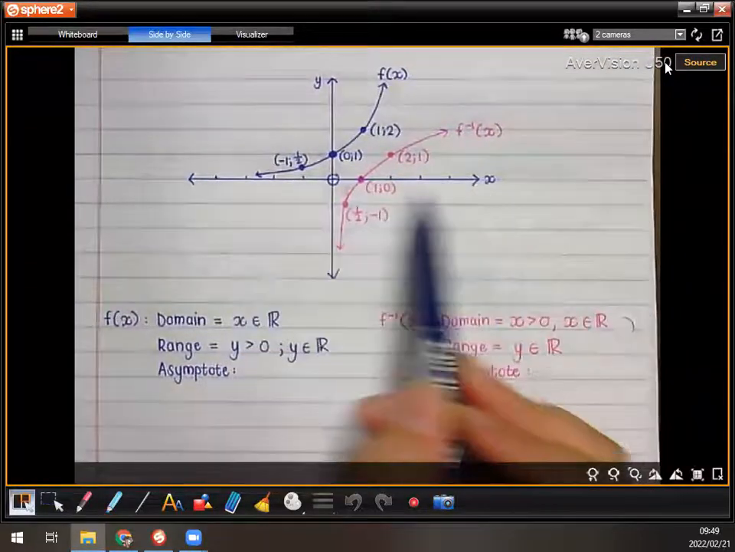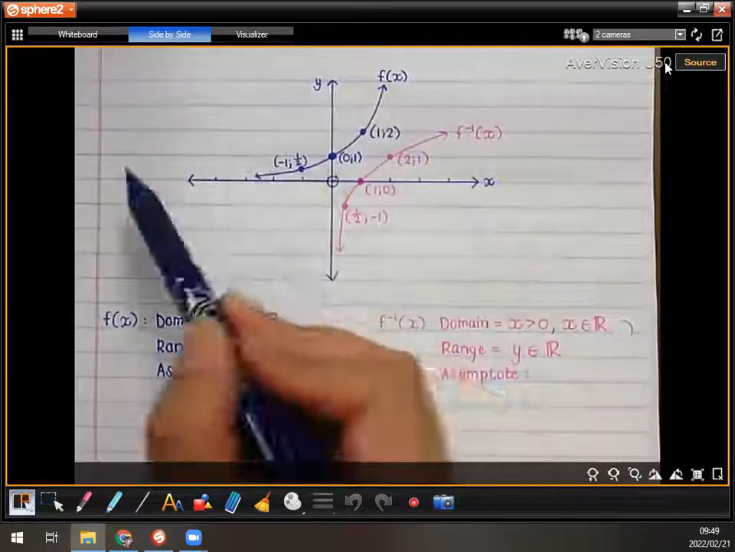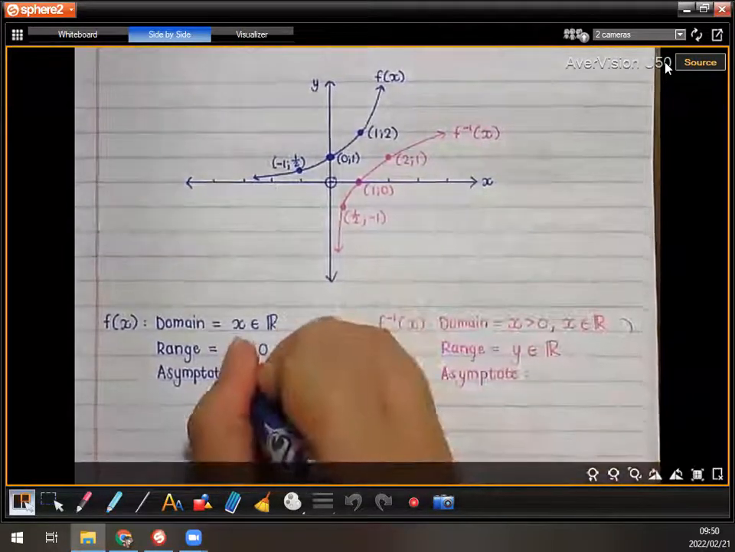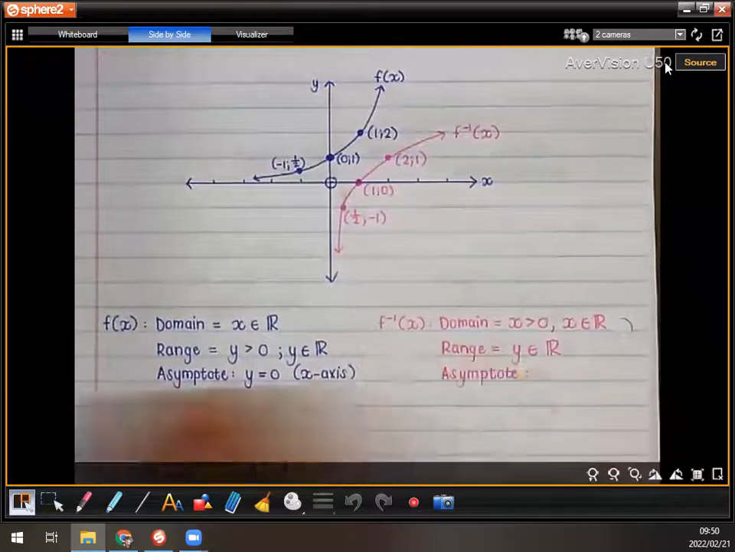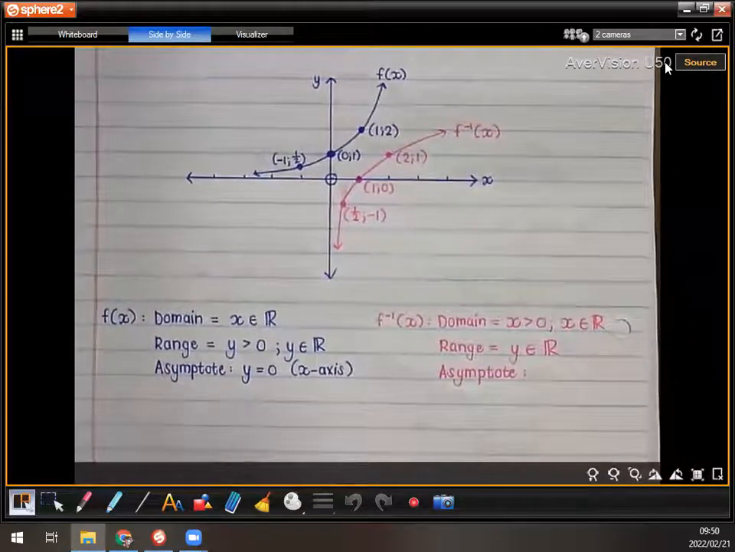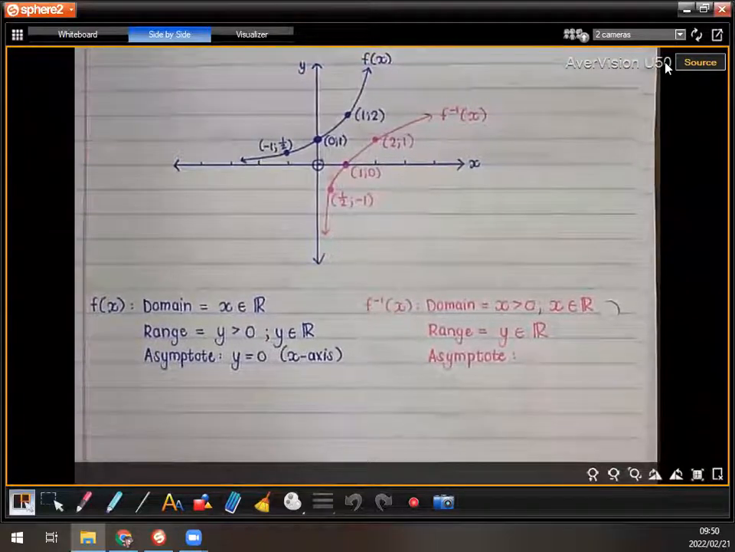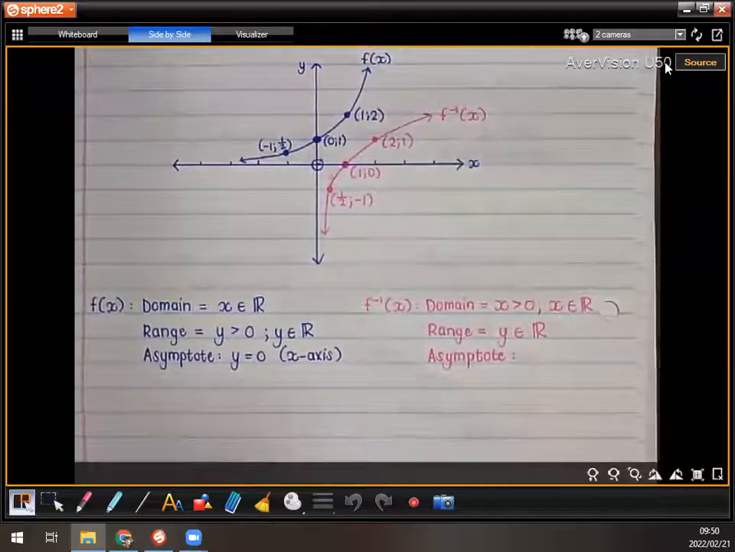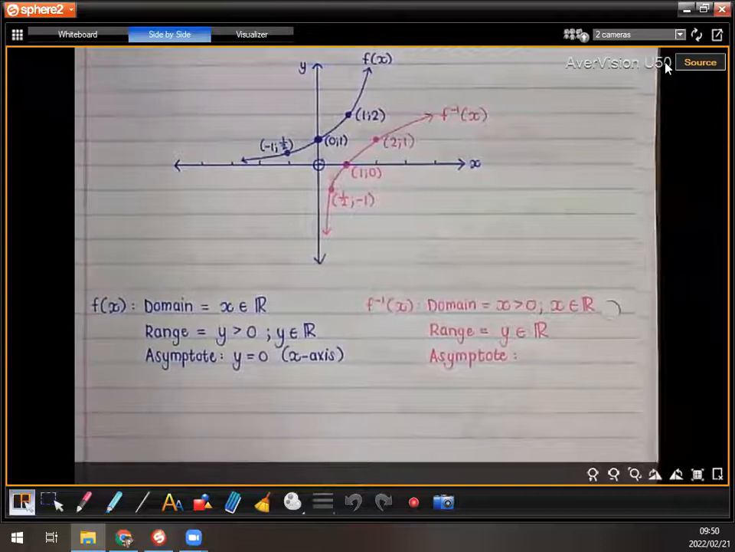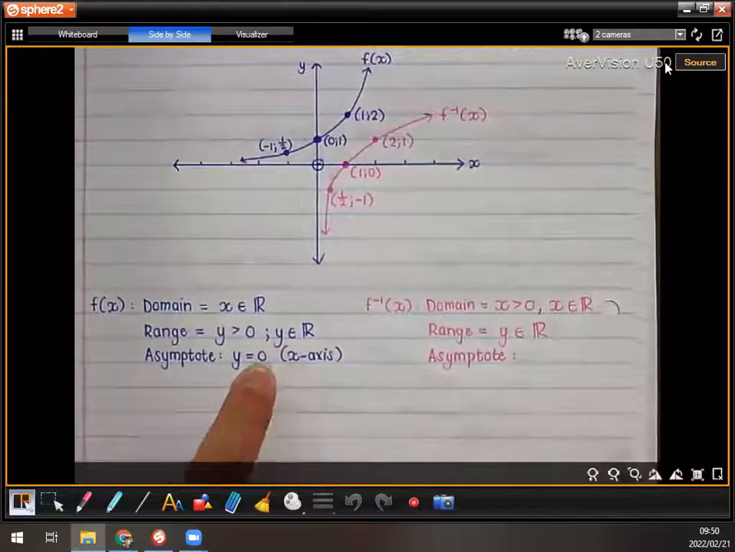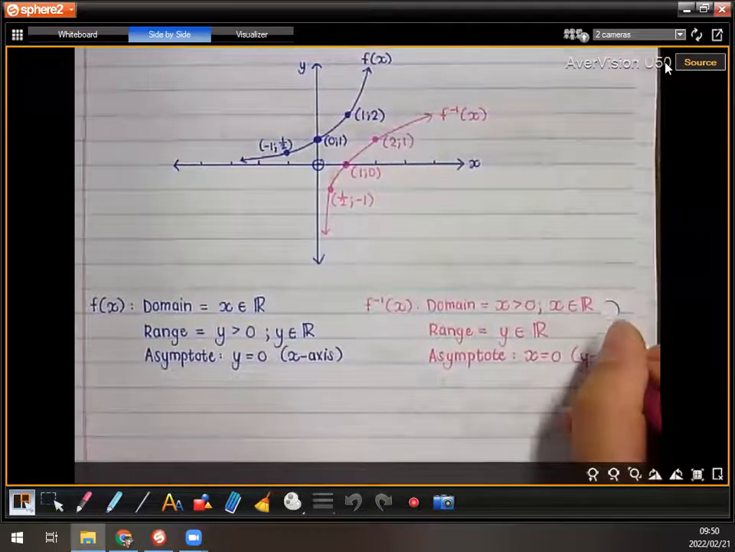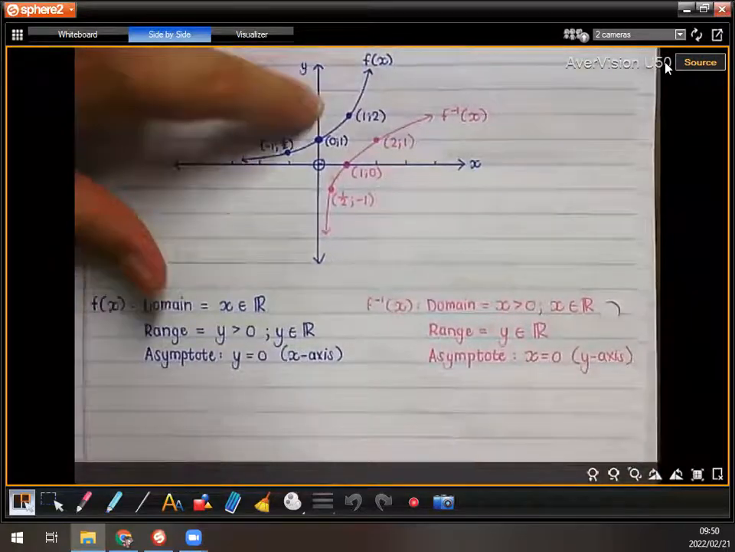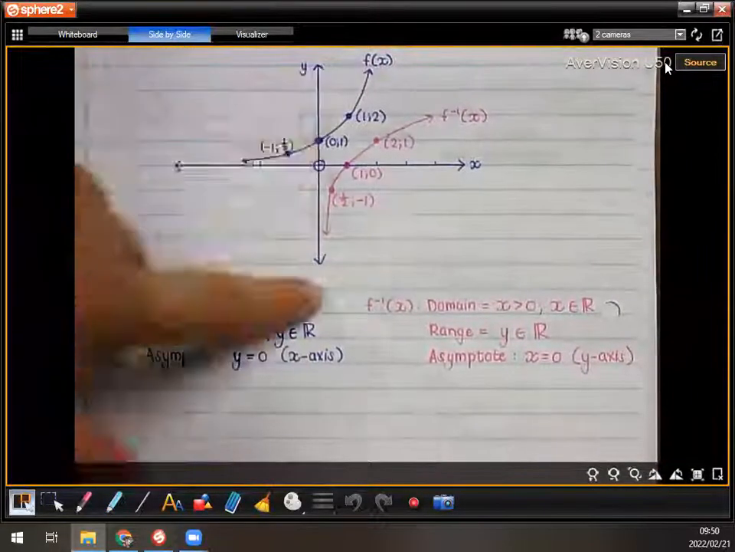Now the asymptote, guys, in this case, the original graph, we said that the asymptote is y equals 0, right? The x-axis. So we can just write that there, y equals 0. In brackets, we can just say that is the x-axis. What happens when you go from a function to the inverse? x and y swap. So if the asymptote is y equals 0, then the asymptote of the inverse has to be x equals 0, which is the same as the y-axis. And is that the case, guys? Is the y-axis the asymptote of the twin graph? Yes.